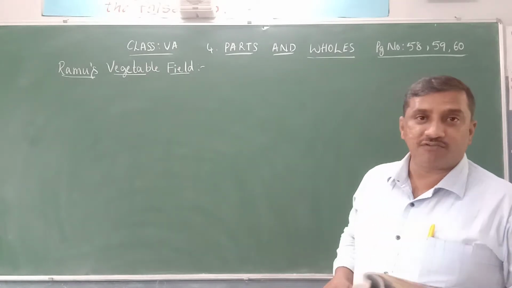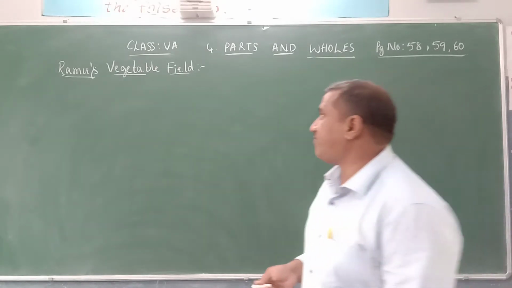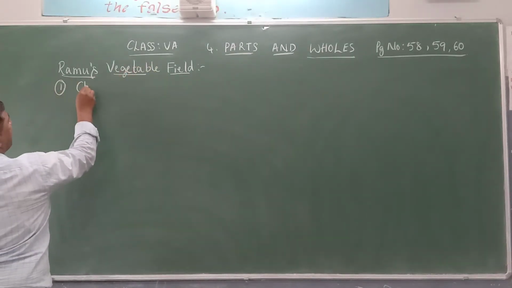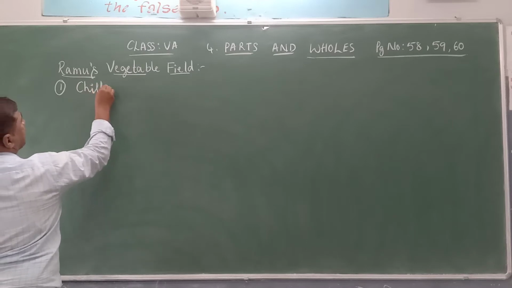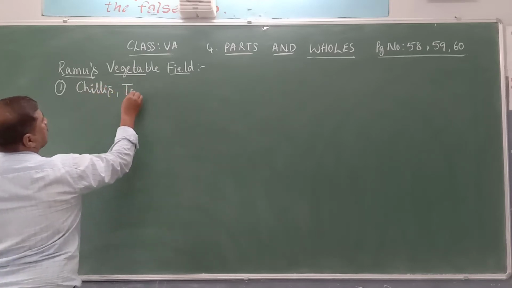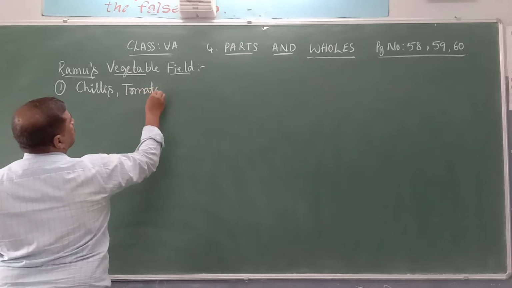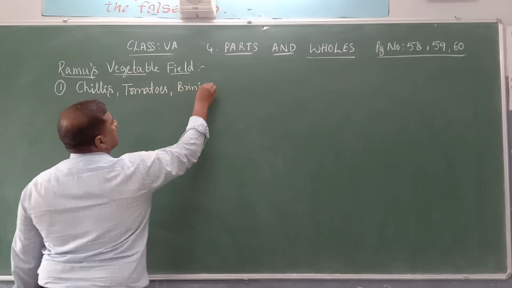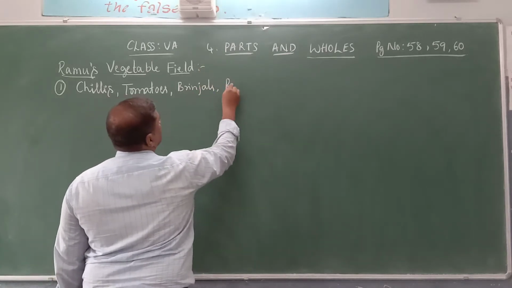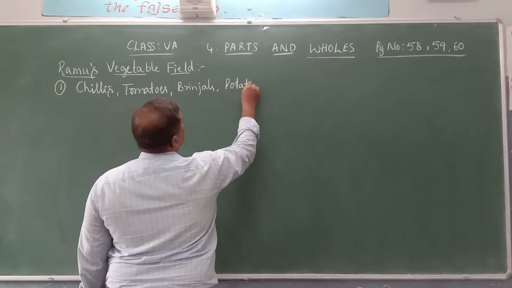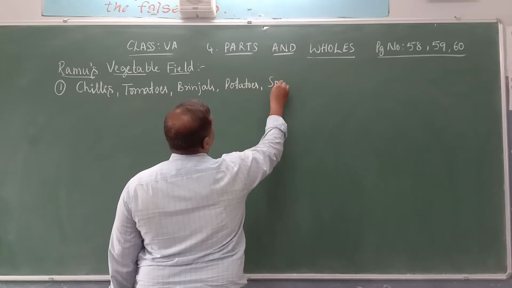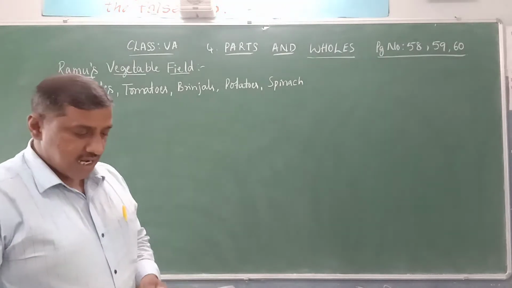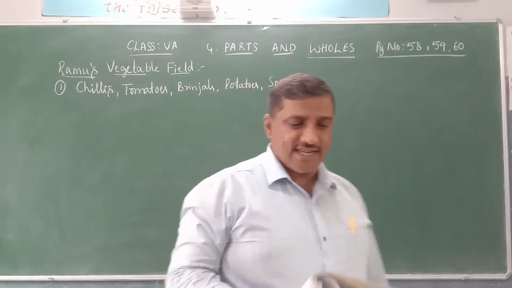So 5 types of vegetables he is producing in his field. So what are those types of vegetables? It is chilies, then tomatoes, brinjal and potatoes, then spinach. So these are the kinds of vegetables Ramo is producing in his field.